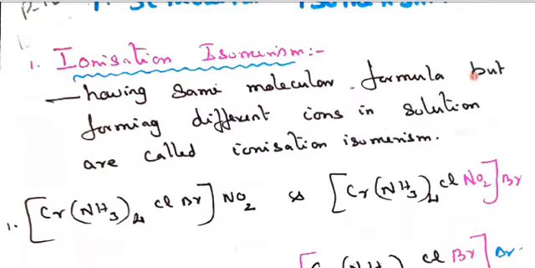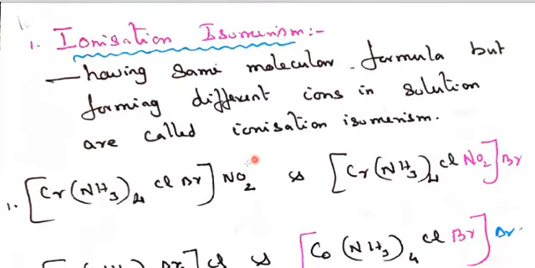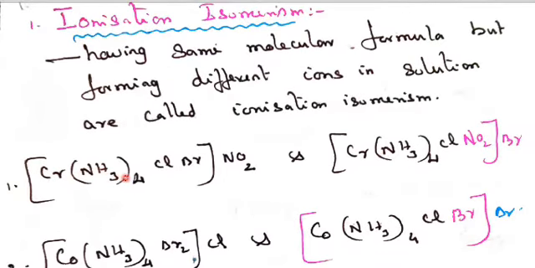Isomerism means same molecular formula but different structure. In ionization isomerism, the compounds have the same molecular formula but different ions in solution. Only the counter ions are considered ionizable. So now let us see chromium with NH3 four times, Cl, Br and NO2.